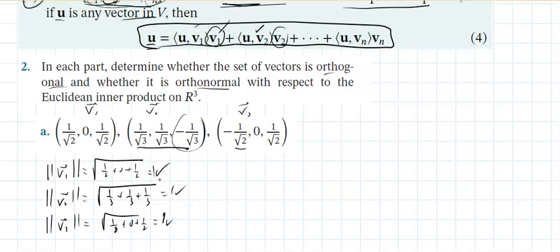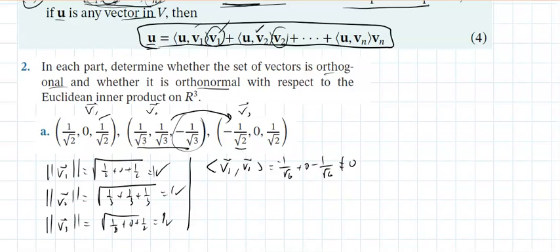Now this is the first case. The second case is checking if these are orthogonal, and you could tell that the inner product of those is going to be negative. So if you take that, you could tell that that's not going to be a 0. That's negative 1 over radical 6 plus 0 minus 1 over radical 6, which doesn't equal 0. So this set is not orthogonal, and therefore it is not orthonormal either.